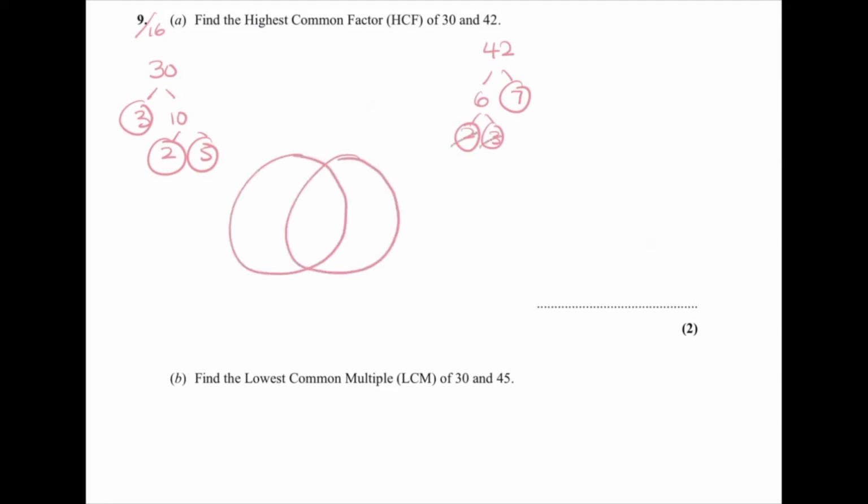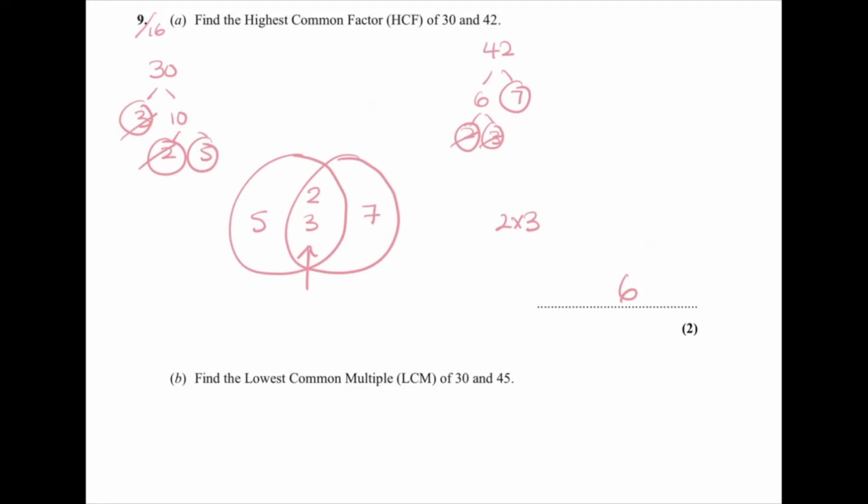2 and 3 are in both. So that leaves me 5 and 7. The highest common factor is the middle section, 2 times 3, which is 6. If you're confident with this, I actually don't think it takes any longer than finding all the factors, but that is one way to do it.